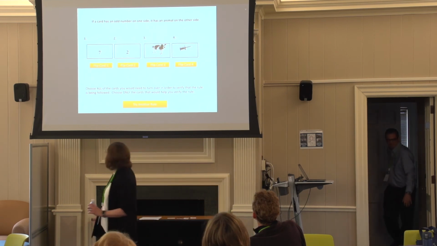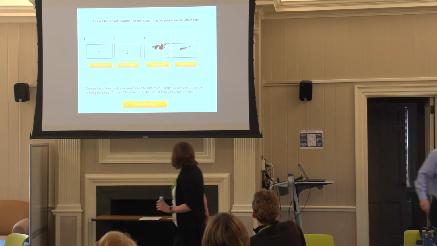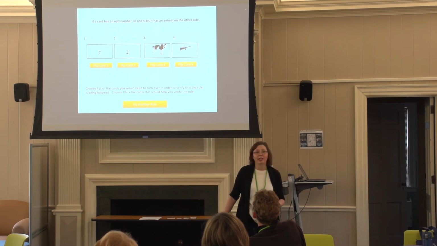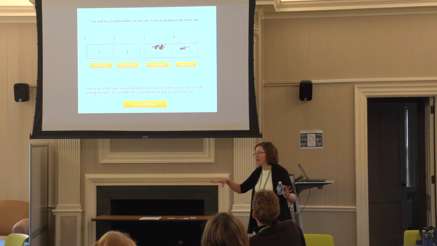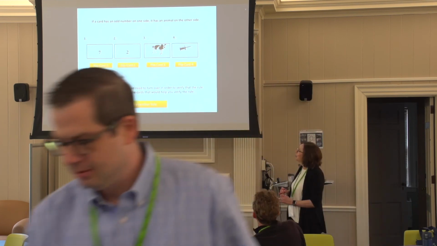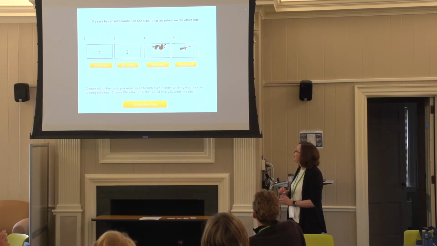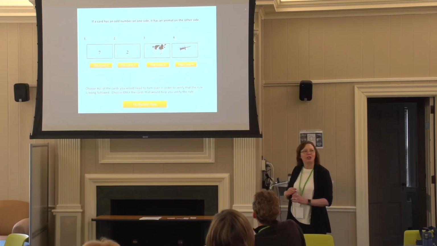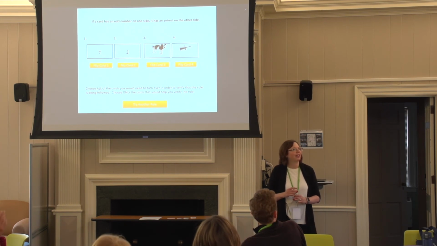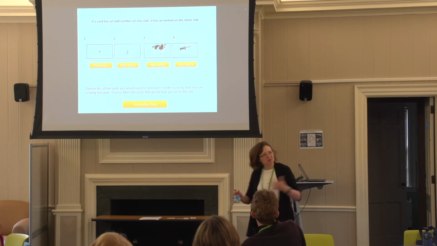So let you ponder that for a minute. If a card has an odd number on one side, it has an animal on the other side. If you're from math, if you're from philosophy, you gotta just kind of put a sock in it. But, all right, so which cards? Verify if it's being followed or if it's broken, yeah.